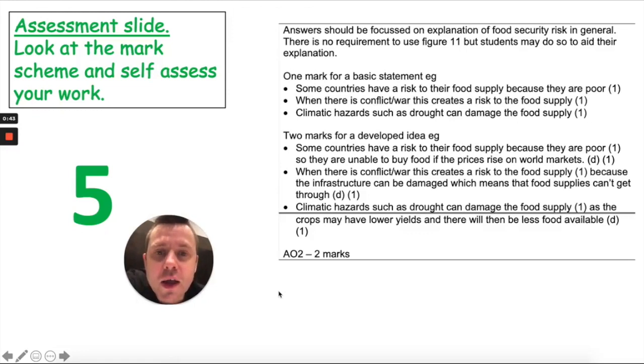The poverty line and they can't afford food. Another one, climatic hazards such as drought can damage the food supply or make it impossible to grow food in the first place. And as crops may have lower yields, there will be less food available. Or as crops are destroyed, there is less food available. Or because there's less food available, the price goes up and people living in poverty can't afford to buy it. So have a look. Simple 2 marks. Improve your answer and let's move on.